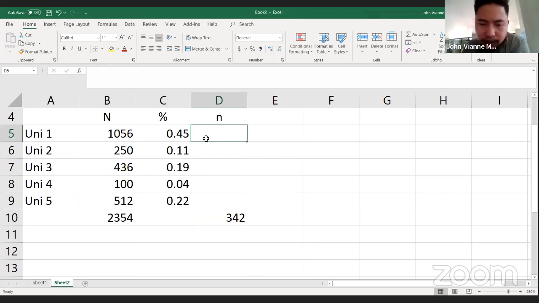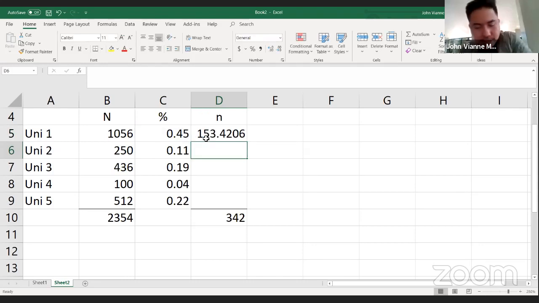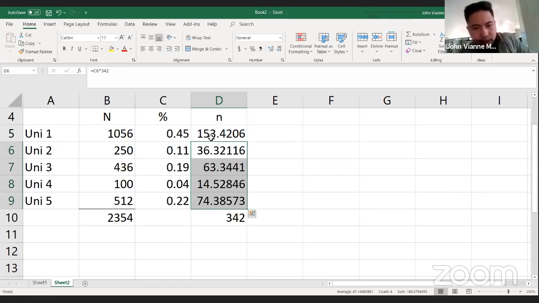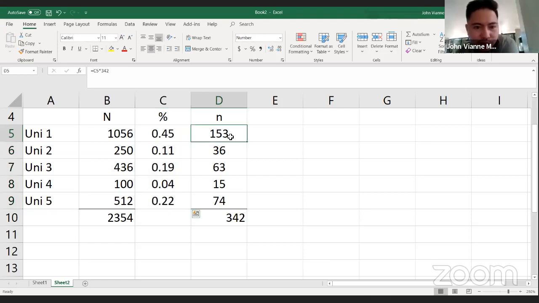So what we're going to do is multiply the percentage of representation times 342 as a sample size. Then copy that. And here's the final result. So instead of surveying 1,056 respondents, what you're going to survey is just 153 from Uni 1, 36 from Uni 2, 63 from Uni 3, 15 from Uni 4, and 74 from Uni 5 because we only need 342 respondents to represent 2,354 accounting students. So did you get that?